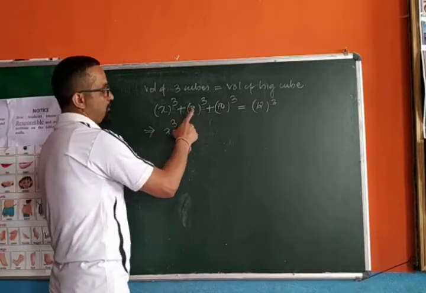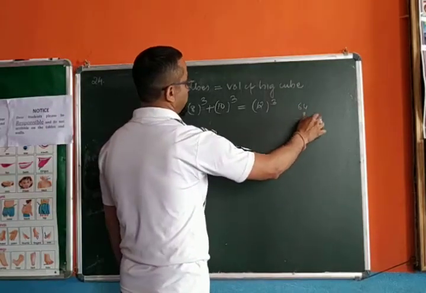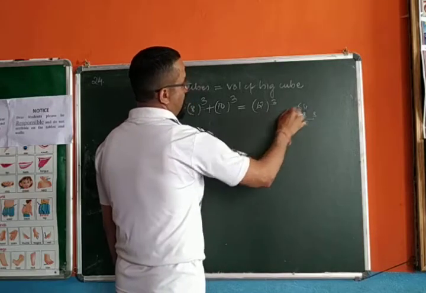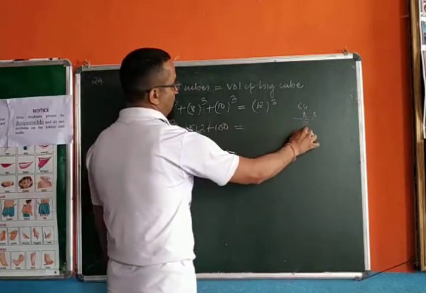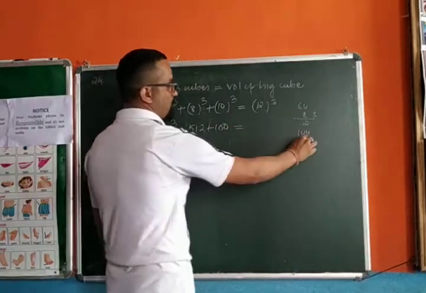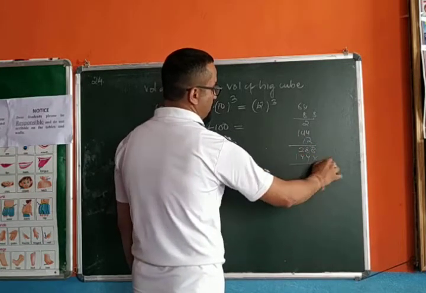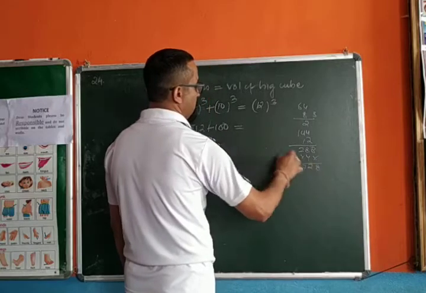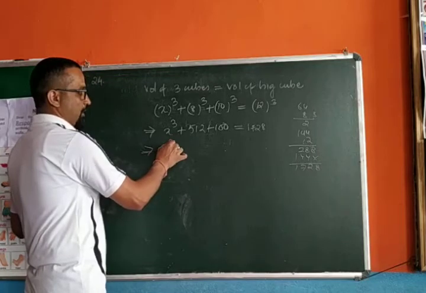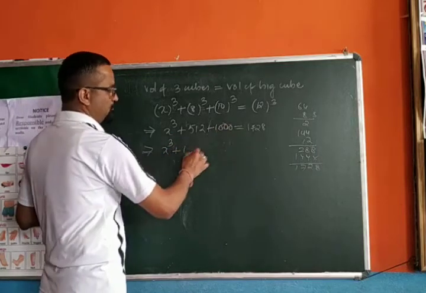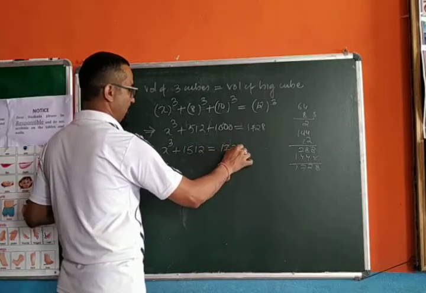x cube plus 8 into 8 is 64, 64 into 8 is 512, plus 1000. 12 into 12 is 144, into 12 is 1728. Add it up. x cube plus 1512 equal to 1728.